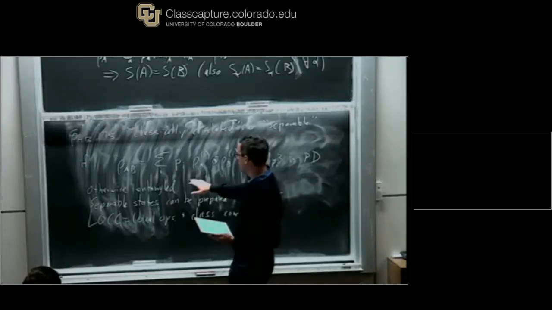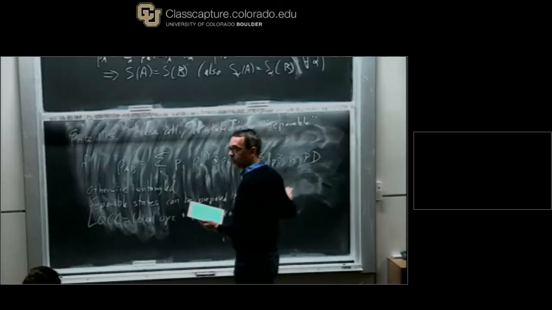Convex means a linear combination where all of the coefficients are positive, and they add up to one. That's a convex combination.